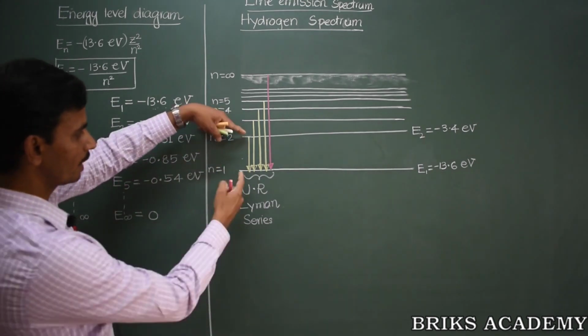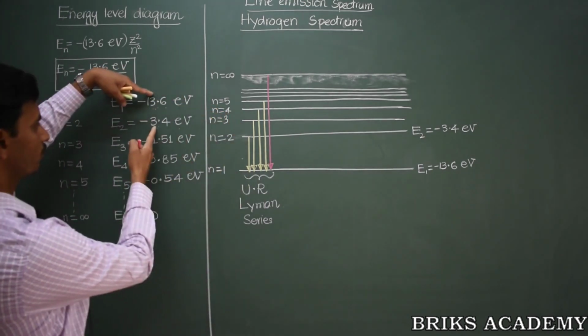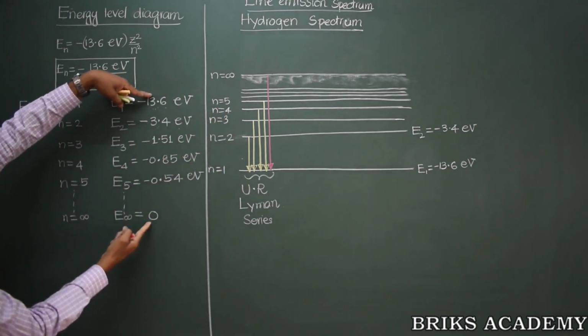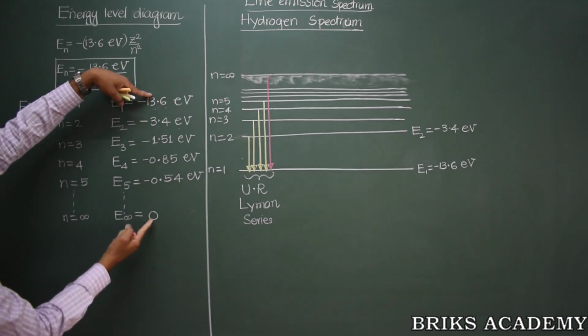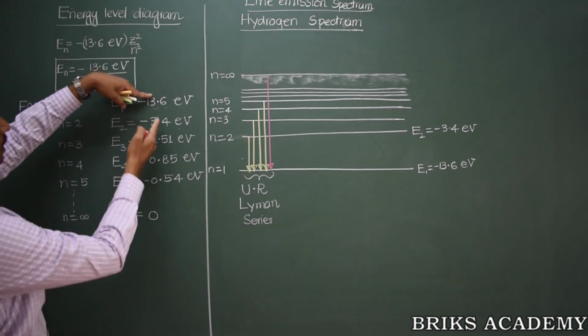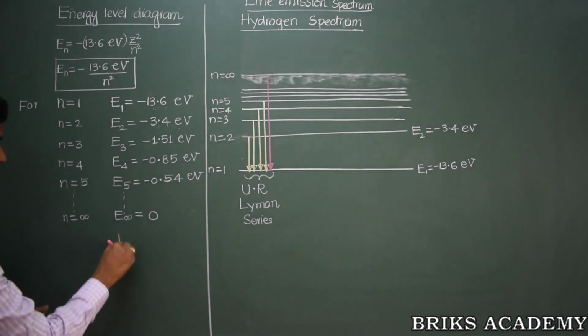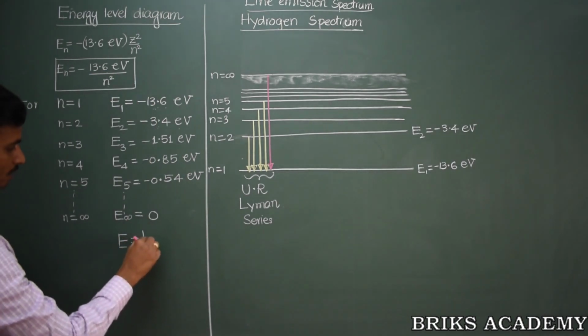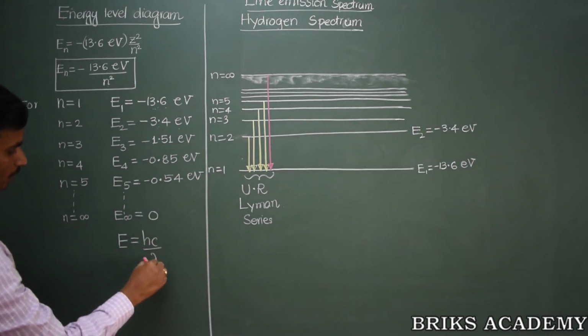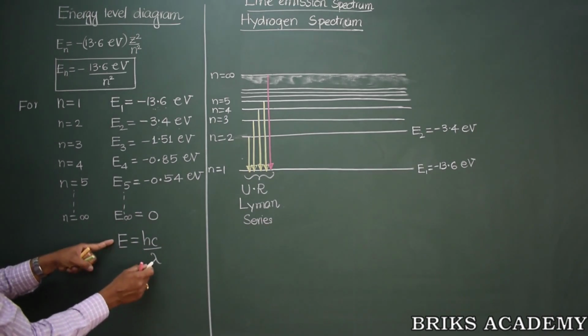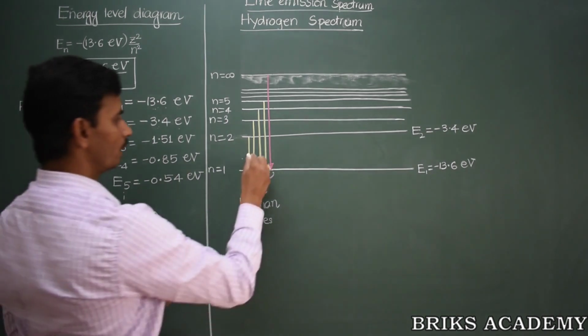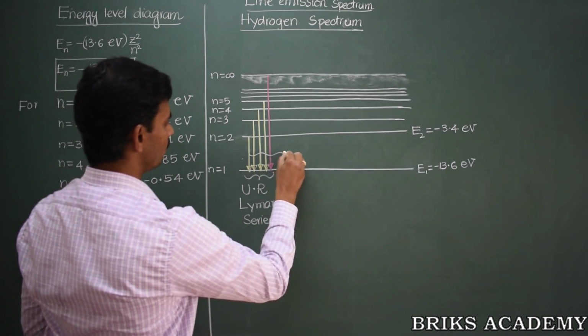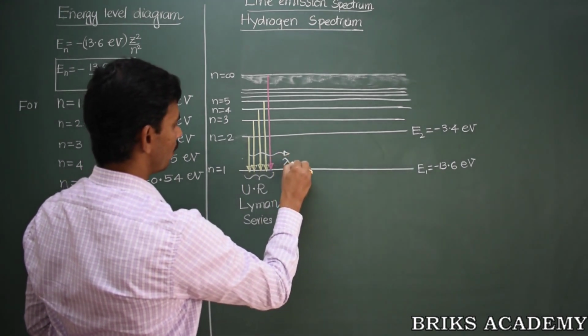So the smallest transition will give you the least amount of energy, whereas the biggest transition will give you the highest amount of energy. If energy is minimum, you know that E equals hc by lambda is the energy of a photon. If the energy is minimum, the wavelength emitted is maximum. Therefore, here it will be emitting a maximum wavelength. This is lambda maximum.